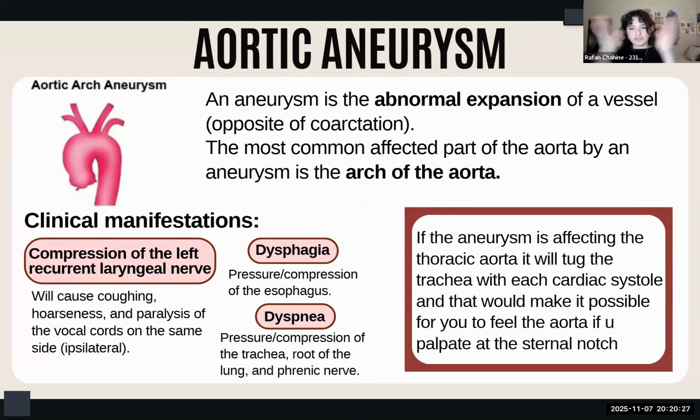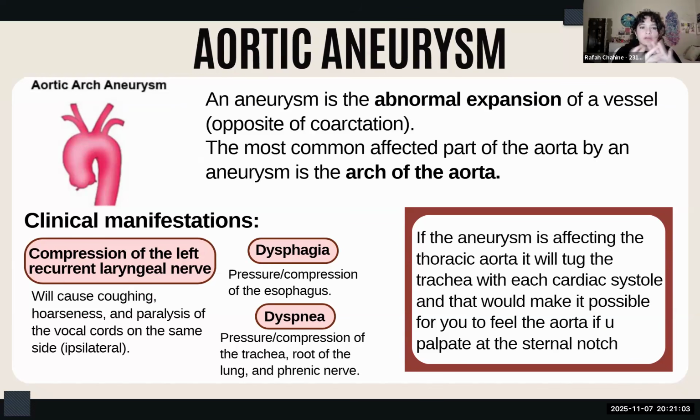What is an aneurysm? The opposite of a coarctation, an abnormal expansion. The most common site in the aorta for an aneurysm is the arch of the aorta. Now, remember, what is the thing that passes and hooks under the arch of the aorta? Left recurrent laryngeal. Awesome. So if the aorta currently has an aneurysm, that left recurrent laryngeal nerve is going to get compressed. These patients are going to present with excessive coughing, hoarseness of the voice, and possibly paralysis of the vocal cords.